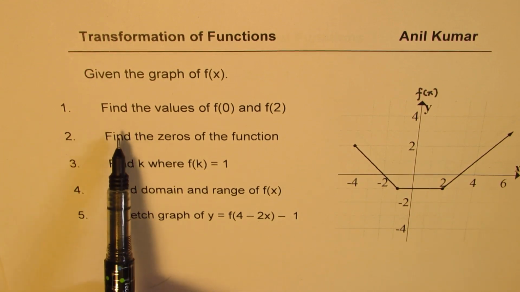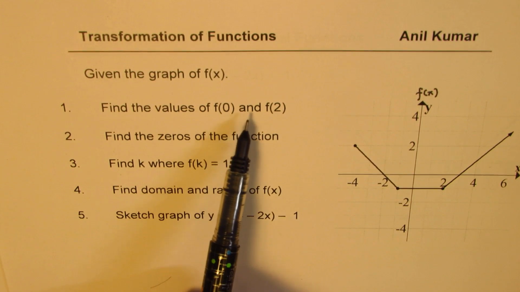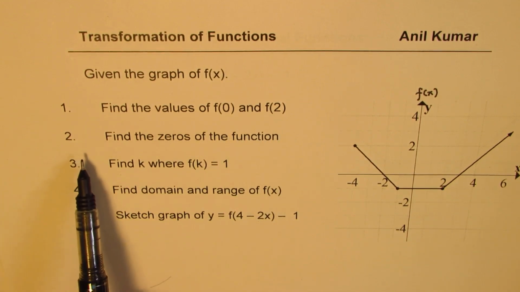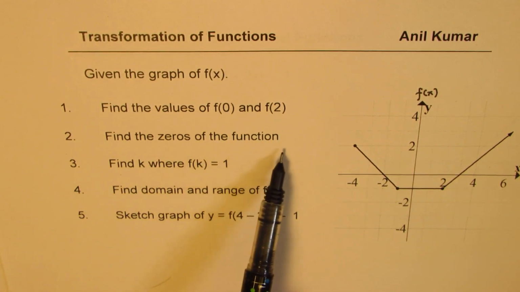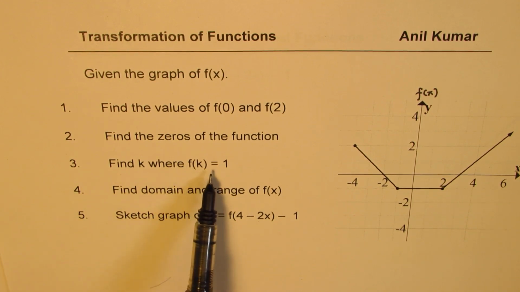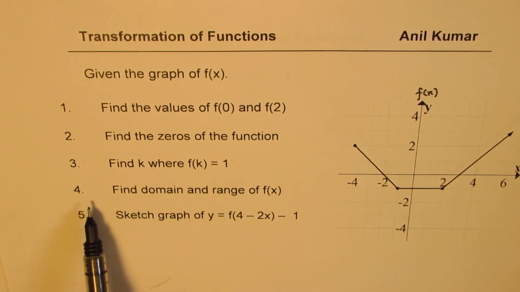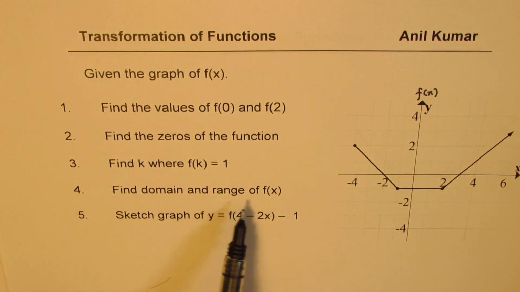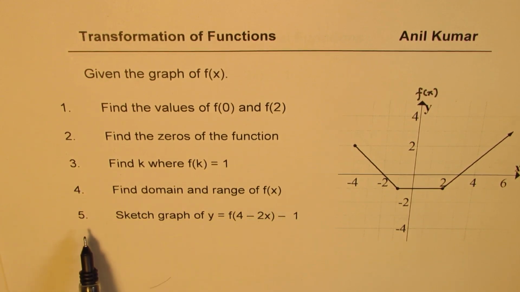First, find the value of f of 0 and f of 2. Second, find the zeros of the function. Third, find k, where f of k is equal to 1. Fourth, find domain and range of f of x. And fifth question is, sketch the graph of y equals f of 4 minus 2x, minus 1. You can pause the video, answer the question, and then look into my suggestions.